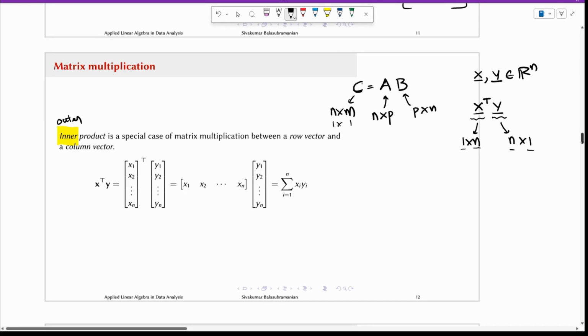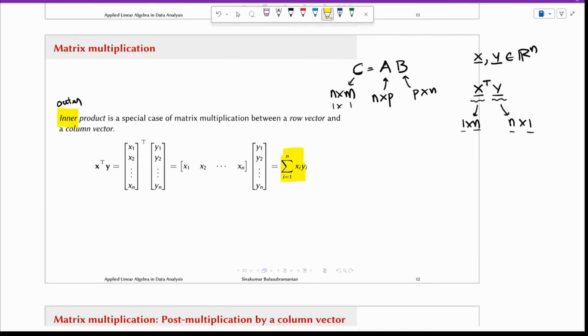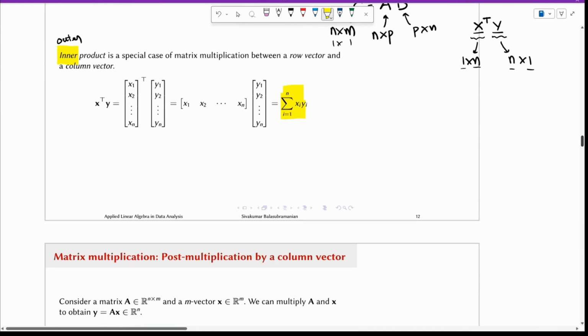And here, you remember the definition of the inner product? This is exactly the same as the resulting matrix being a 1 cross 1 matrix. So you will compute the 1 cross 1 element of the resulting matrix through this formula, which is the same as how you find Cij. Okay.